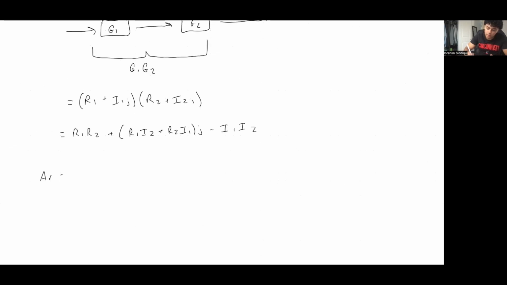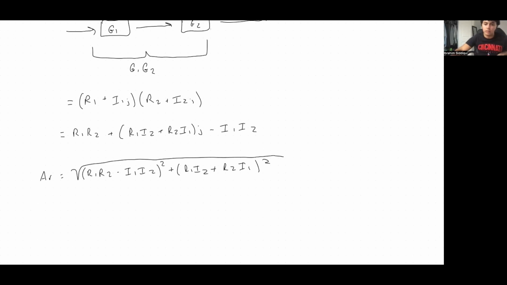There's not going to be too much space when I'm writing this out because these are pretty long, but our first fraction or derivation, inside the square root, is R1 R2 minus I1 I2, and this is going to be squared. And then it's added to R1 I2 plus R2 I1, and again this is going to be squared right here.